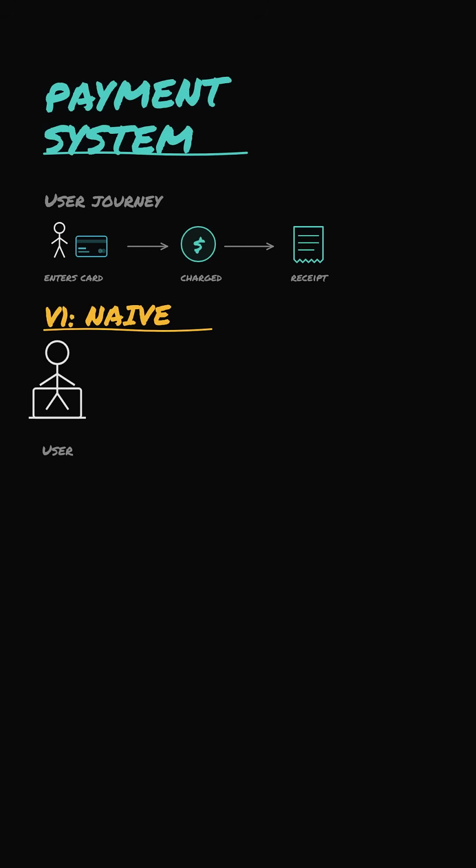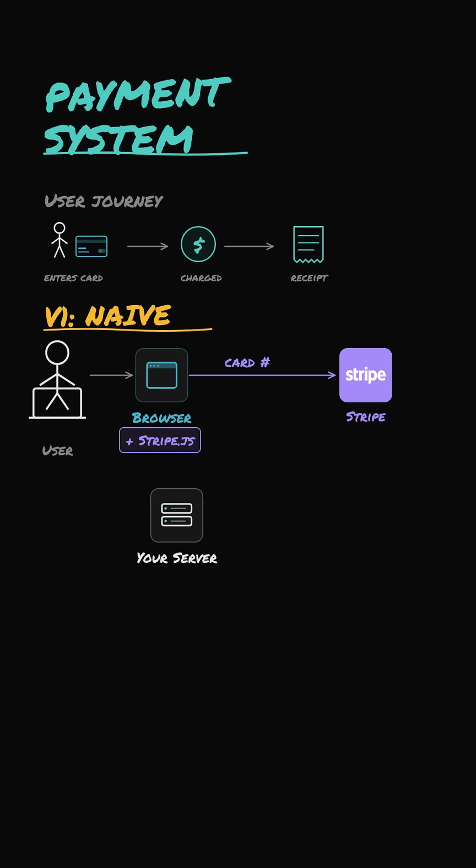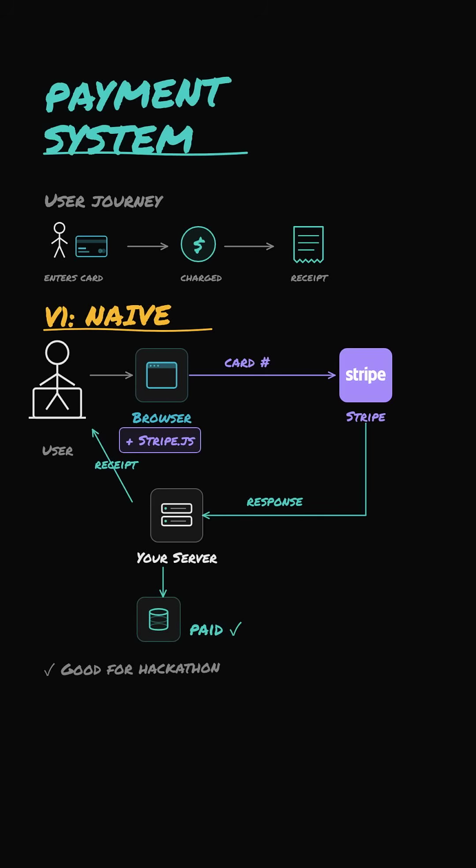The user enters their card details in the browser. Stripe's JavaScript library securely collects those details and sends them directly to Stripe, so your server never sees the raw card number. Stripe processes the payment and sends a response back to your server. Your server marks the order as paid in the database and sends a receipt to the user. This design is good for a hackathon, but it needs a lot of improvements.